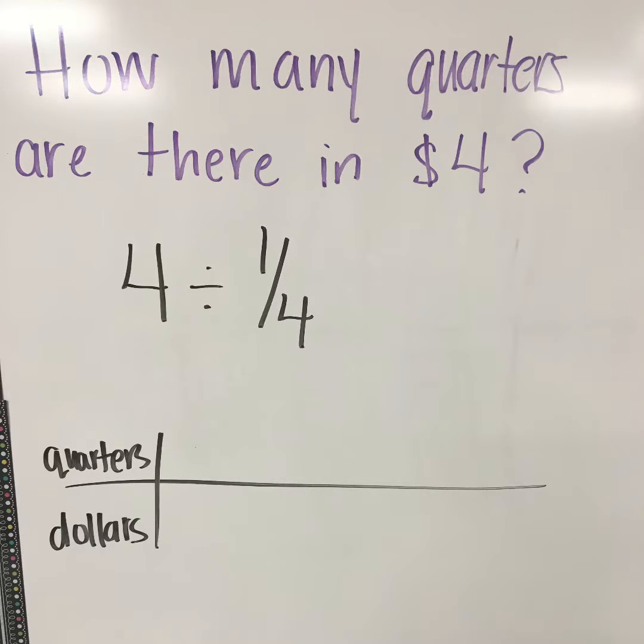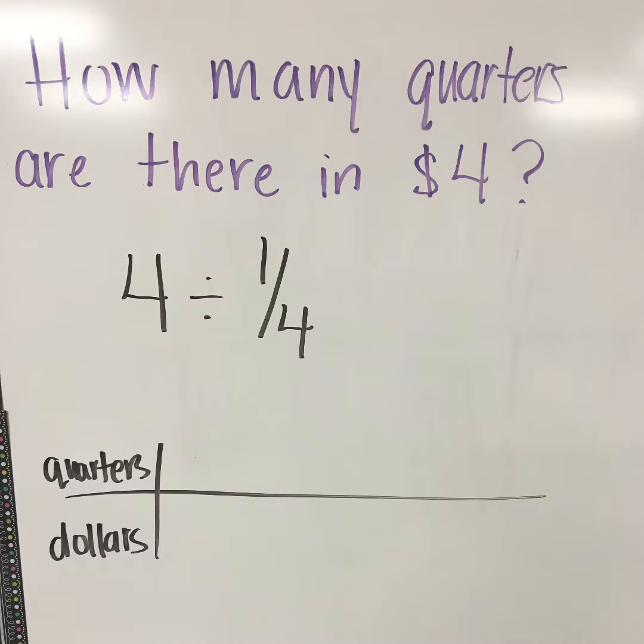So for the first problem, how many quarters are there in $4? Our equation is 4, which is the $4, divided by 1/4. In our ratio table, as you can see, there are labels. We've labeled quarters and dollars. 1 quarter is how many dollars? That's where we're going to start. Take a moment and pause the video if you need to record exactly what you see on the screen: the question, the equation, and the ratio table.